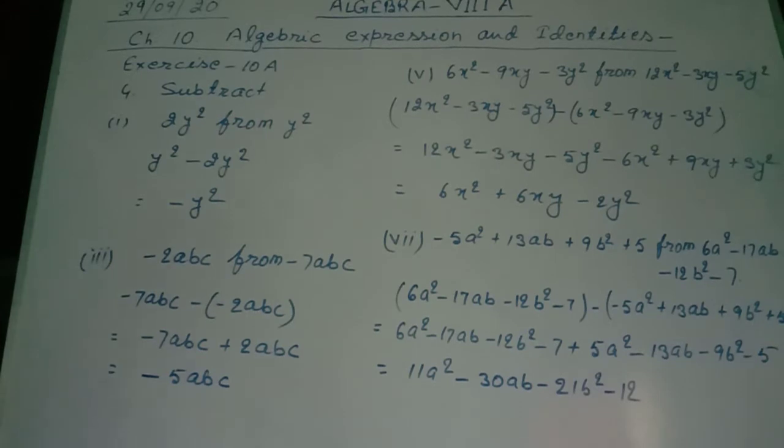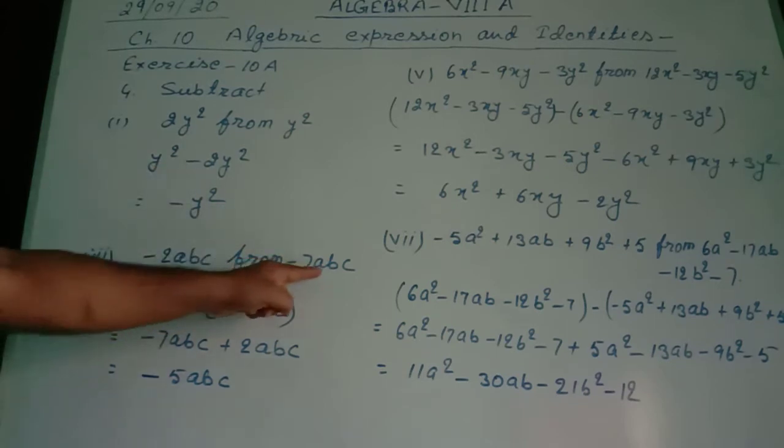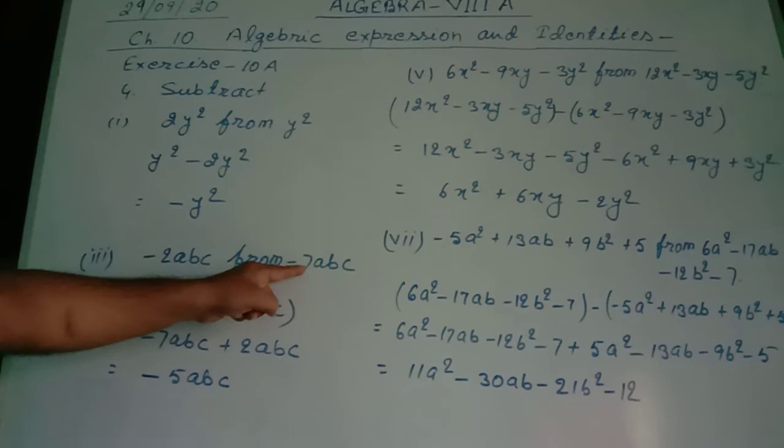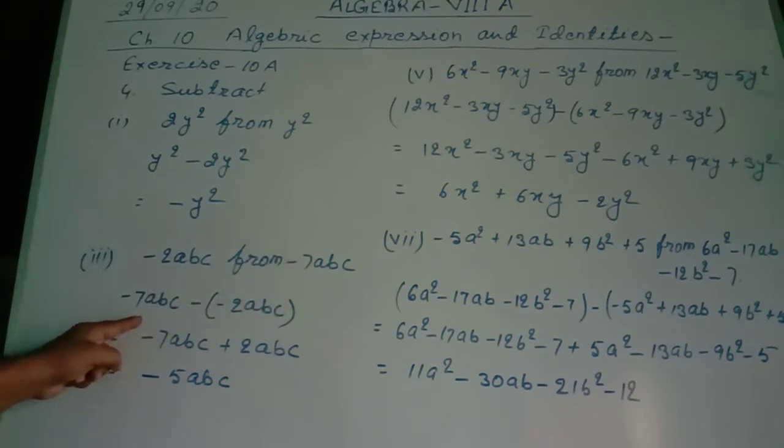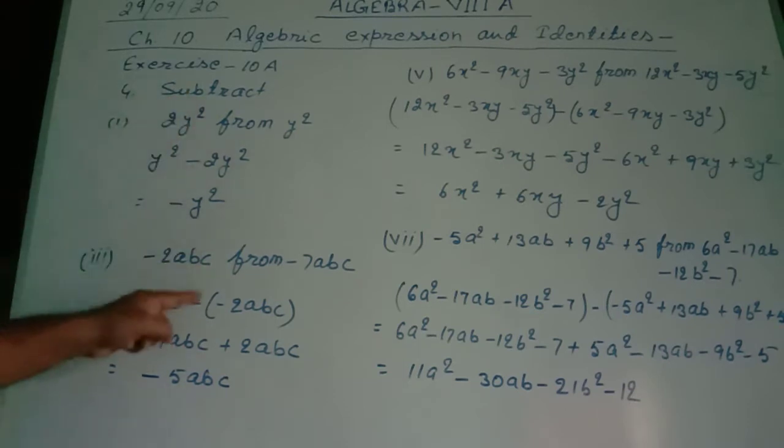Roman number 3, the question is subtract minus 2abc from minus 7abc. So we write minus 7abc at first. We give the sign of minus because we are asked to subtract, and after that we wrote minus 2abc. As we have explained in Roman number 1, what is written after from you write at first. So here minus 7abc is written after from, so we will write at first minus 7abc, and then we keep the minus sign because we are asked to subtract.